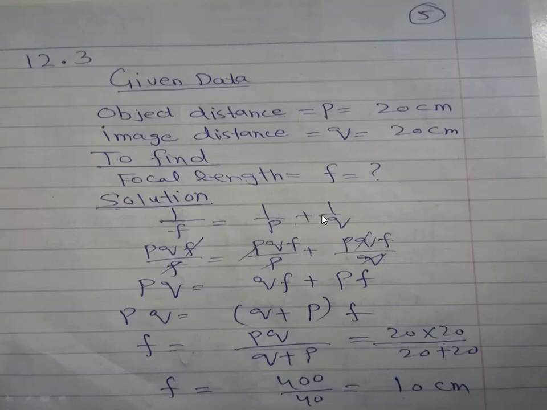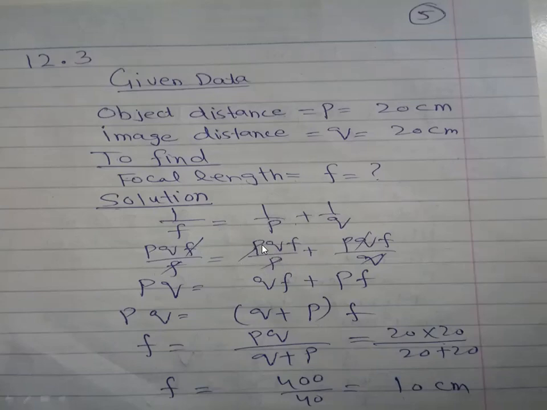I will use the same formula as I discussed in my previous numericals 12.1 and 12.2. 1 over F is equal to 1 over P plus 1 over Q, which is called the mirror formula. Again, I need to find out F, so I multiply both sides by PQF. F will be cancelled with this F.